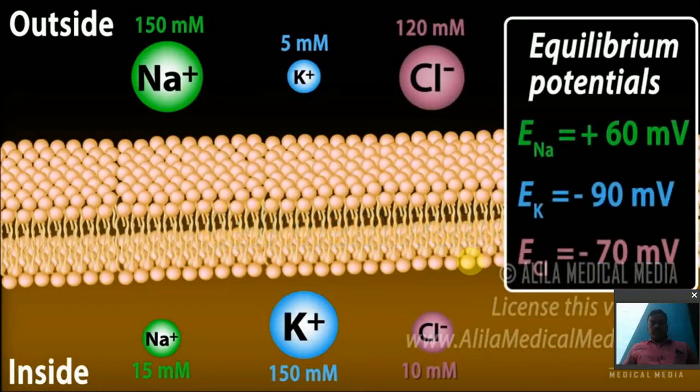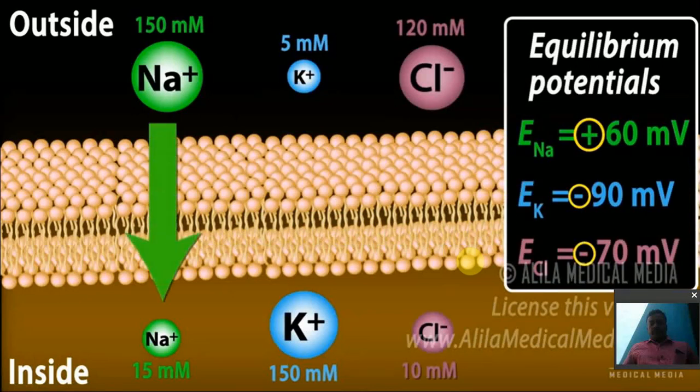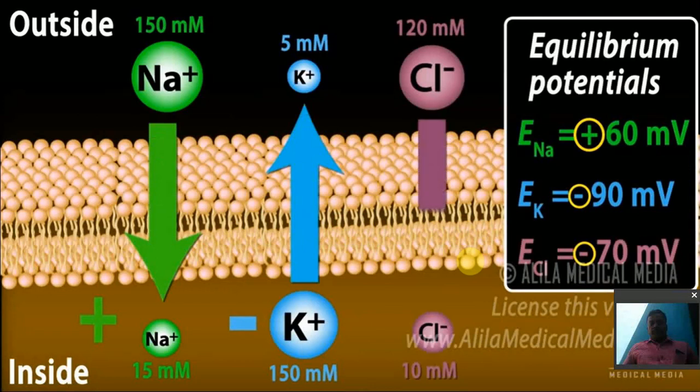The positive and negative signs represent the direction of membrane potential. Because the sodium gradient is directed into the cell, its equilibrium potential must be positive to drive sodium out. Potassium has the reverse concentration gradient, hence a negative equilibrium potential. Chloride has the same inward concentration direction as sodium, but because it's a negative charge, it requires a negative environment inside the cell to push it out.